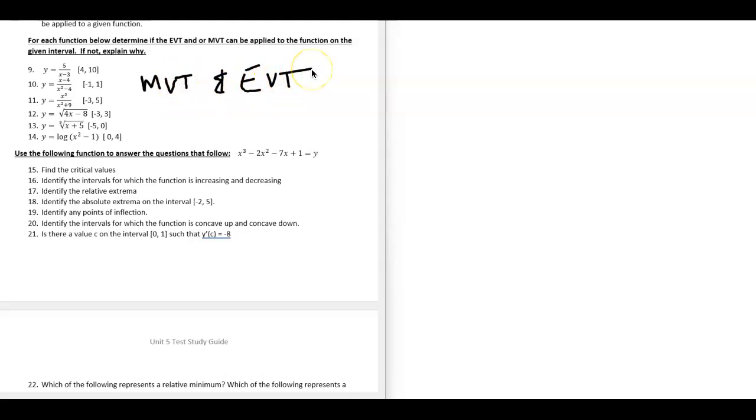I should have said that on number 9 as well. I shouldn't have just put yes. They both apply. Okay. Let's go ahead and take a look at number 11. On number 11, my denominator is x squared plus 9.